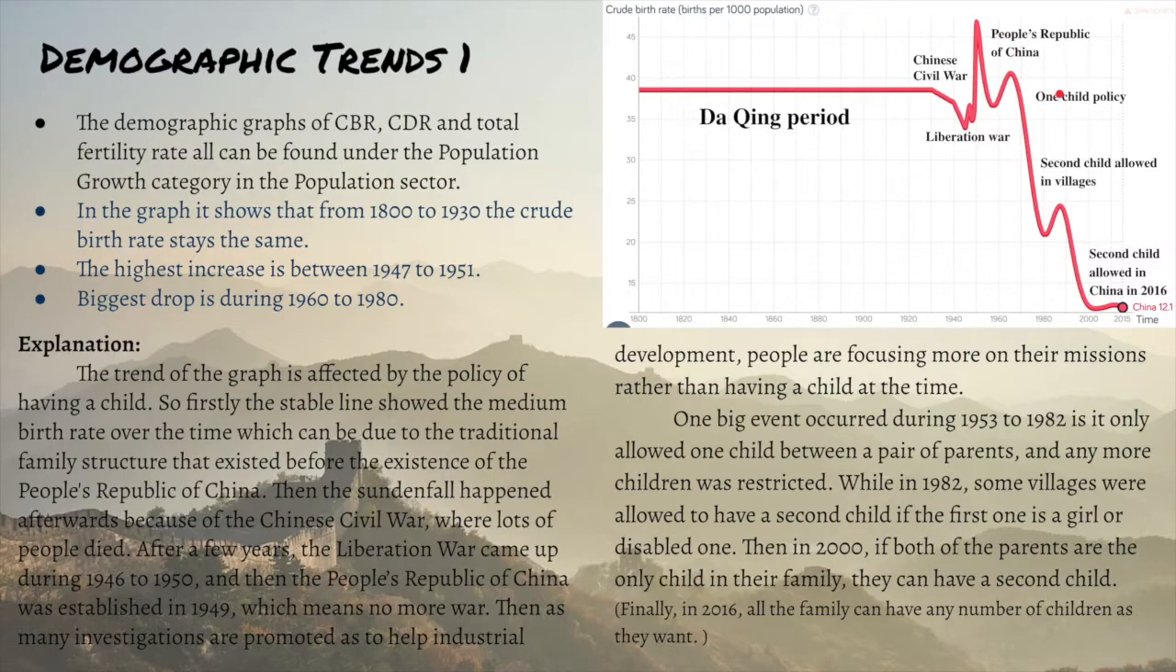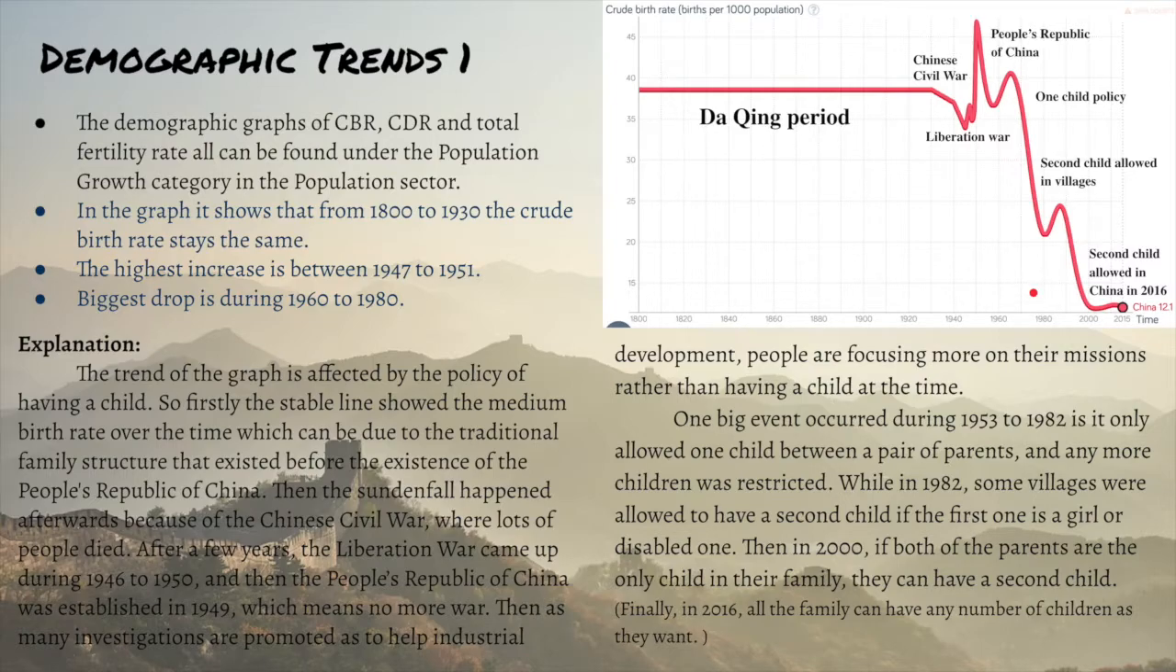Thus, many investments were promoted to help industry development. People were focusing more on their missions rather than having a child at the time. One big event occurred during 1953 to 1982: only one child was allowed between a pair of parents, and any more children were restricted.